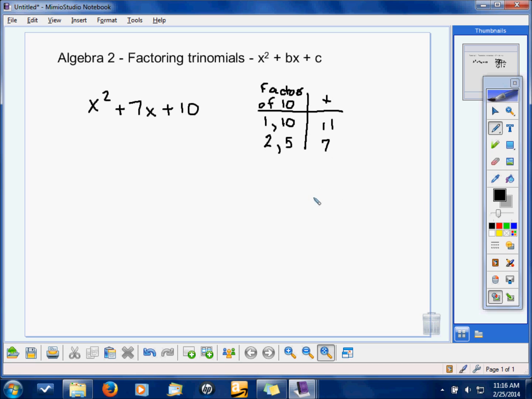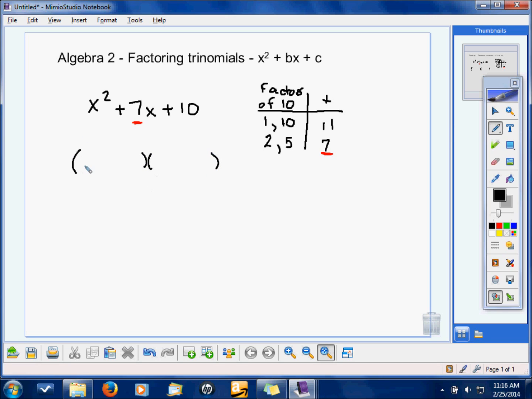7. So what you do is you look at the factors of this last term, and you make sure that the sum is the coefficient of the middle term. So in this case, 7 is our winner. That means that the factors 2 and 5 are extremely important. This trinomial is going to factor to be the product of 2 binomials. In other words, we're really unfoiling this thing.